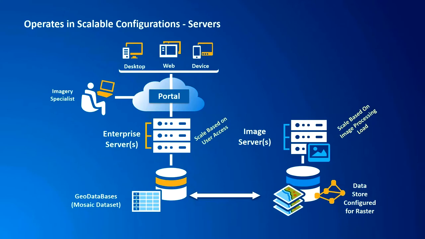Another thing that the image server does is it supercharges your desktop clients. ArcGIS Pro can actually leverage the image server as a processing engine and distribute multiple processes across multiple CPUs. If you're working with very large or very complex data sets, you can do this massive parallel analysis and get results a lot quicker than if you're just running that process on a single four-core CPU or whatever you might have locally.